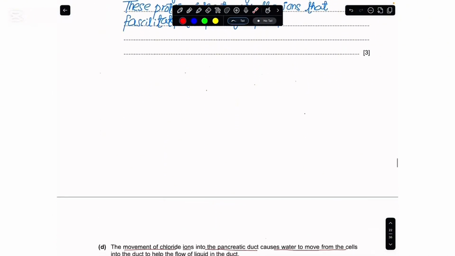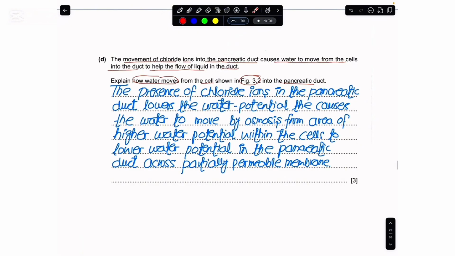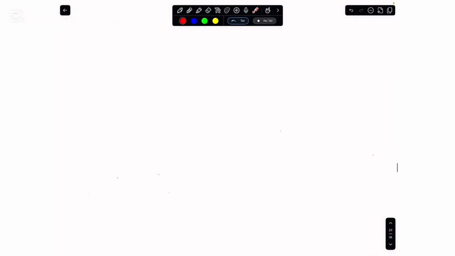So simply if I just take you to the answer, for 3 marks you would say that the presence of the chloride ions in the duct lowers the water potential, and it causes the water to move out of the cells by osmosis, where it would move from an area of higher water potential, which was lying within the pancreatic cells, to the lower water potential, which was there in the pancreatic duct, and that has been done across a partially permeable membrane. So by this, you would score a total of 3 marks here.